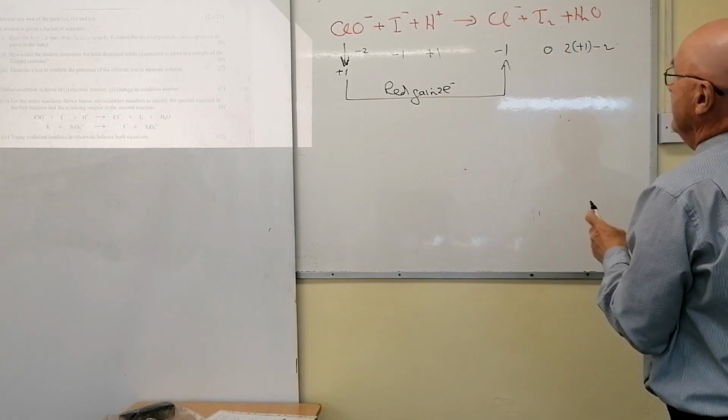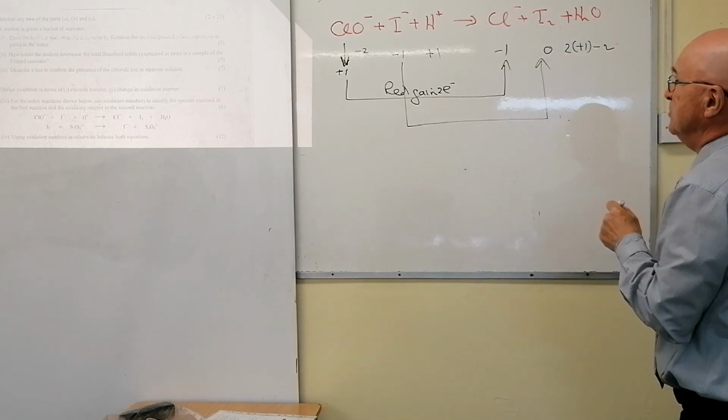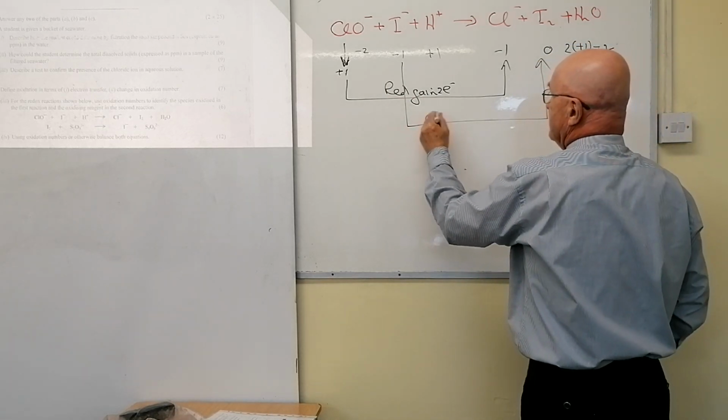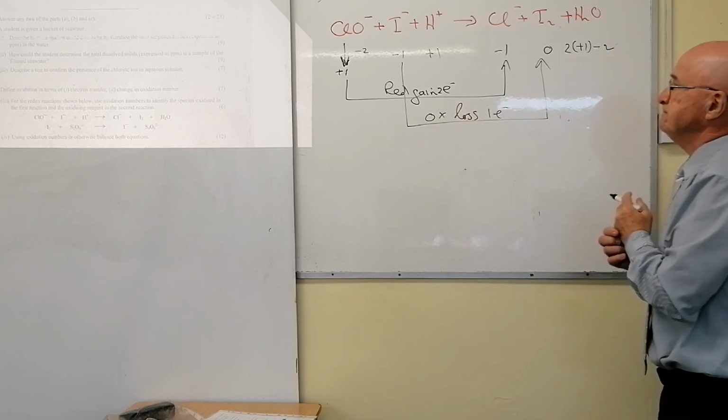Very good. And I see the iodine is going from minus 1 to 0. Minus 1 to 0 is an increase. That's oxidation. Oxidation is a loss, and it's a loss of 1 electron.